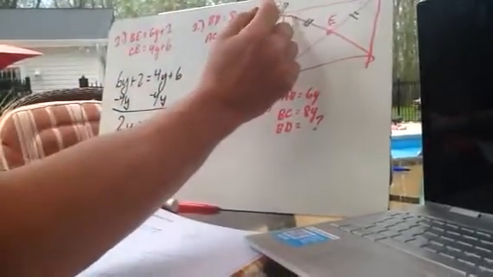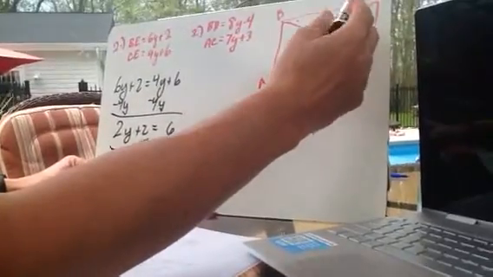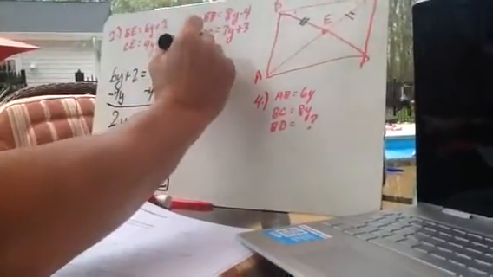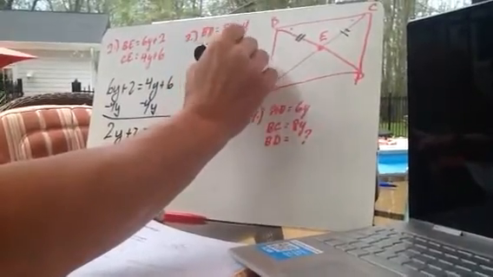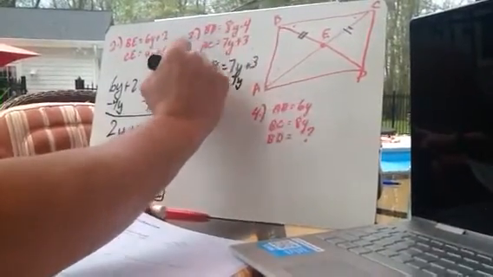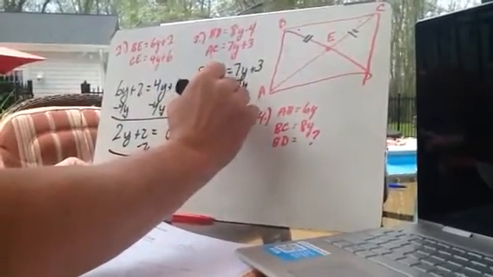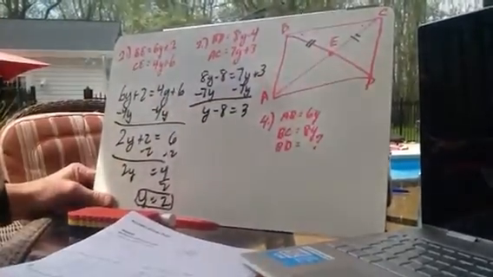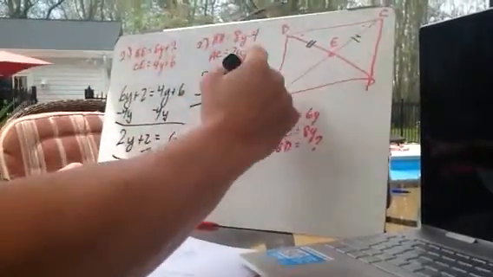BD, now we're talking about this entire diagonal, and AC. Well, you have to recognize that in a rectangle they are equal. So 8y minus 4 equals 7y plus 3. Subtract the 7y, and once again, the math is not going to be the issue here. 8 minus 7, y plus 4.